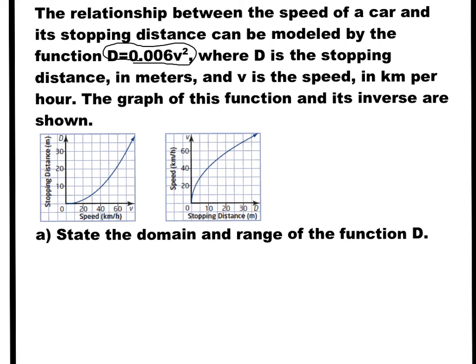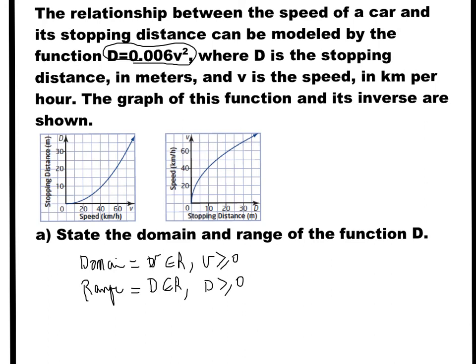So automatically we can state the domain and range of function D. The domain is equal to every velocity, which is in real numbers, and it has to be greater than or equal to 0. And the range is going to be D, which is in real numbers, and again D has to be greater than or equal to 0. So this is the domain and range of the original function.